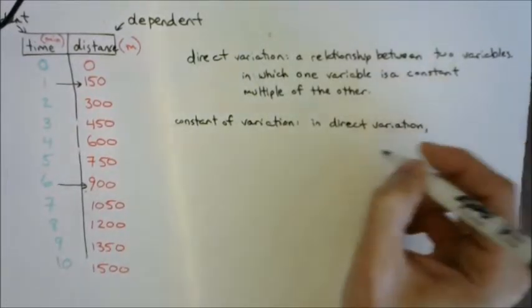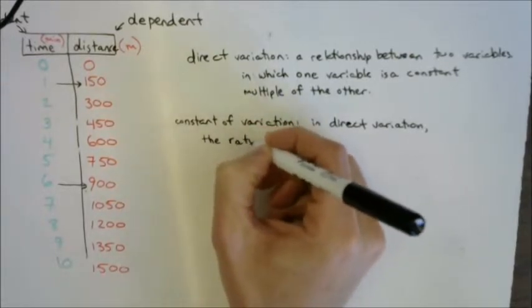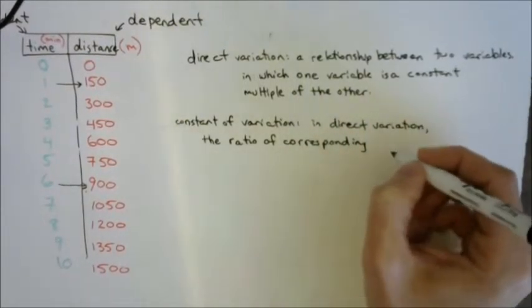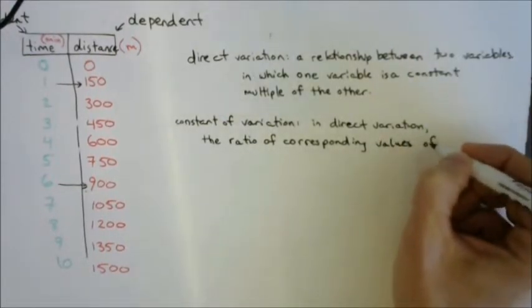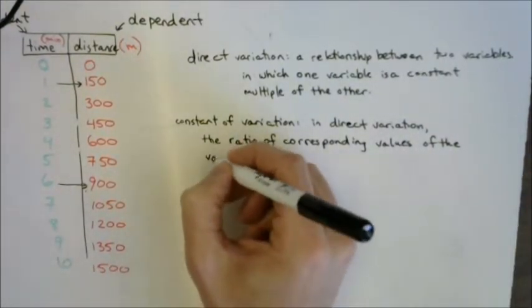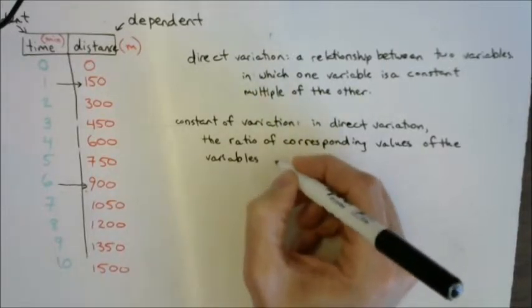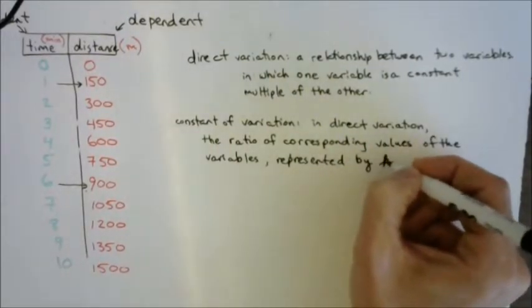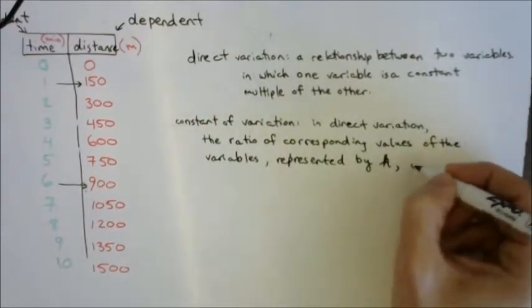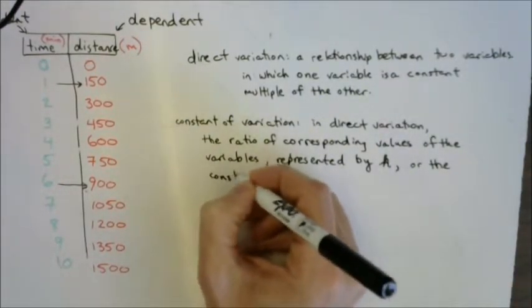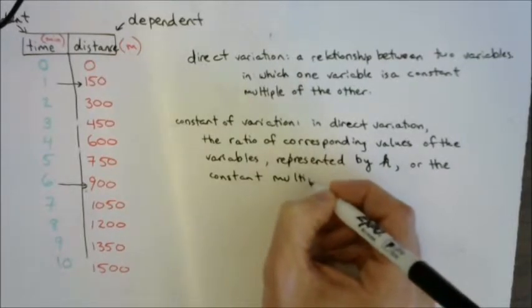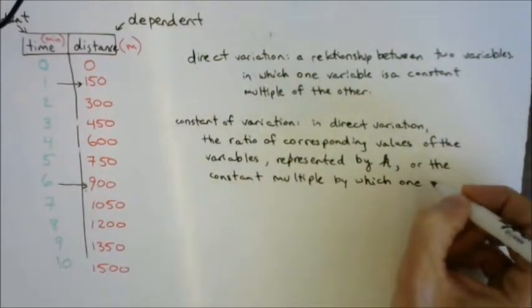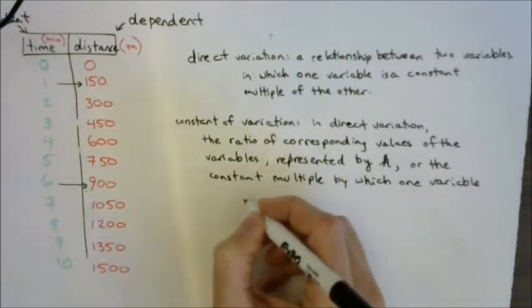In direct variation, the ratio of corresponding values of the variables, represented by the letter K, or another way to say it, the constant multiple by which one variable is multiplied.